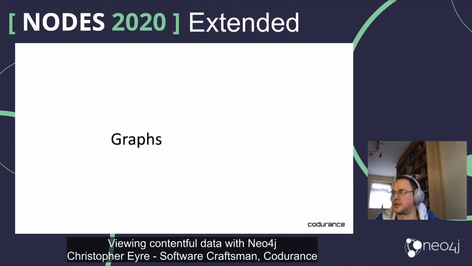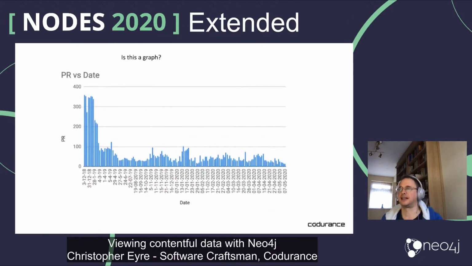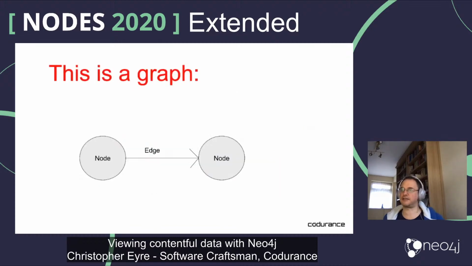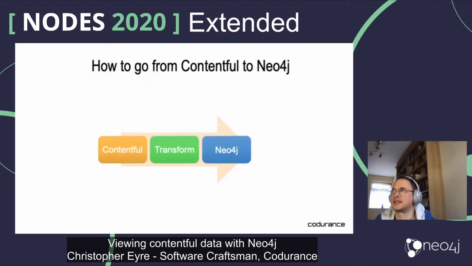So, starting to talk about graphs. Now, this is always the classic one. When it says, is this a graph? The answer is no, it's a chart. It's not a graph. So here we go, this is the graph. Graphs have nodes and edges and details, and that's the magic that you can feed straight into and represent natively inside Neo4j. So this is where my tool came in. I have the data in Contentful. My utility sits in the middle, performs the transform and loads Neo4j.